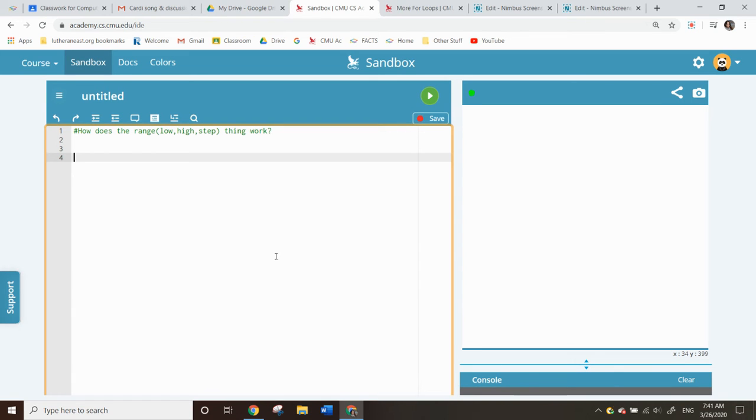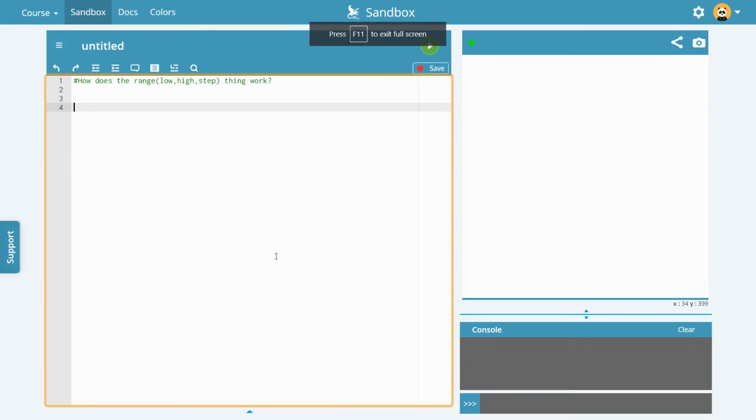Good morning, guys. We are going to talk about that new for loop that you learned about yesterday, the one that goes range, low, high, step. You already know how for loops work, and you're going to realize real quick that this actually doesn't give you any new skills. It just makes your life a little bit easier.